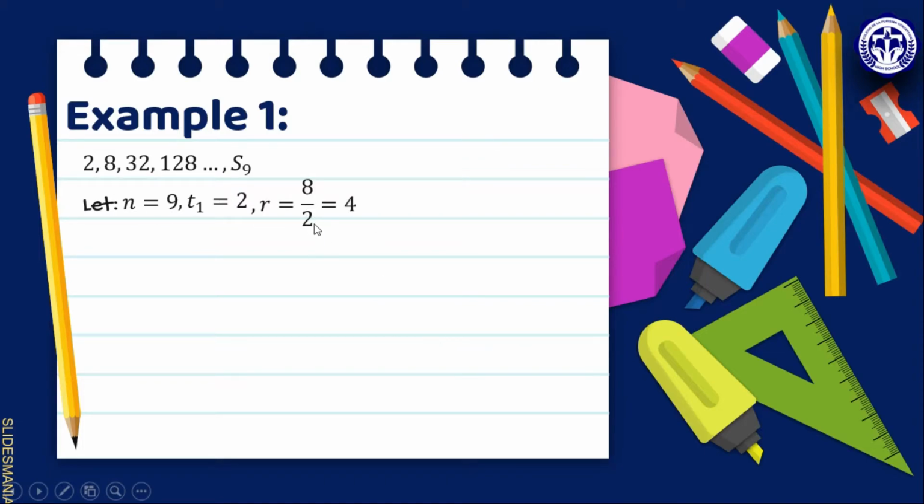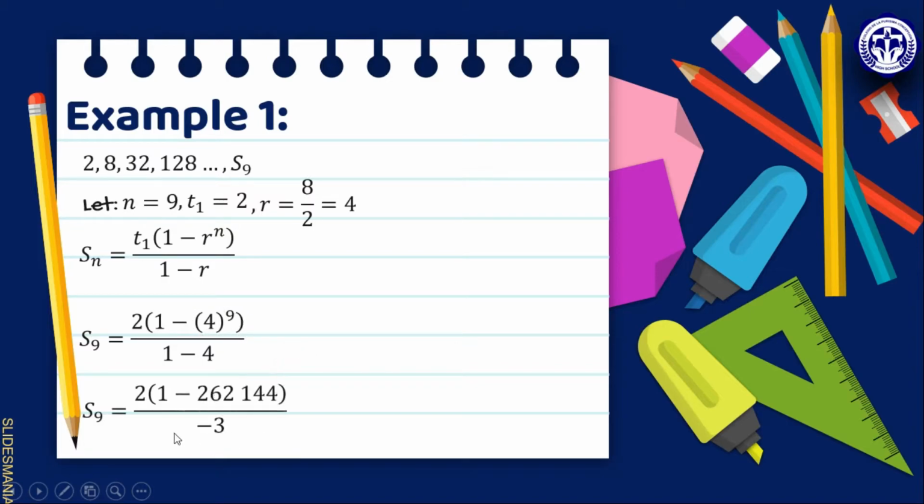8 divided by 2 is 4. You can also get the common ratio by dividing the third term by the second term, or the fourth term by the third term. Now let us substitute the given to the formula. So we have S sub 9 is equal to 2 times 1 minus 4 raised to 9 all over 1 minus 4. So we need to get first the power of 4 when raised to 9.